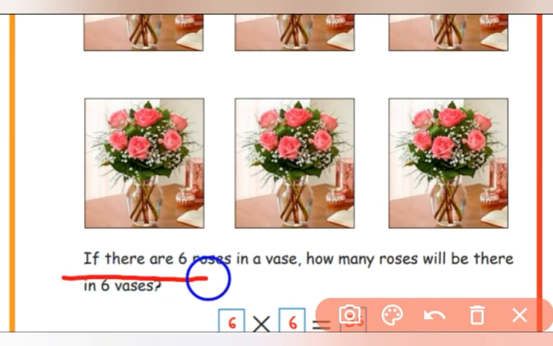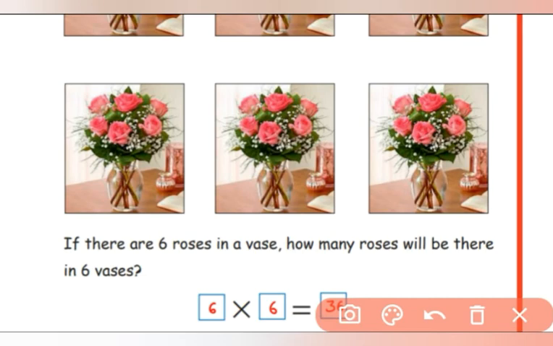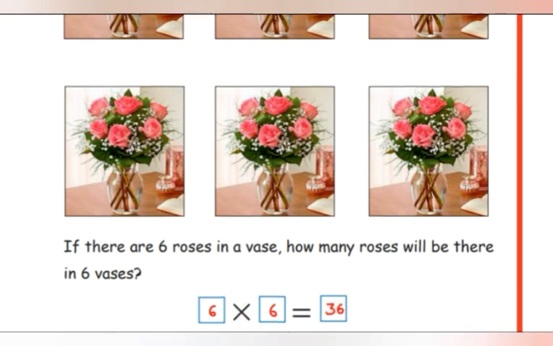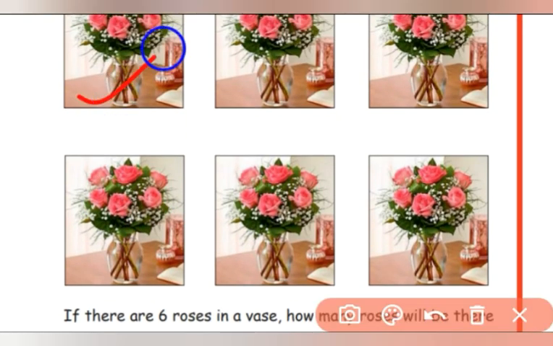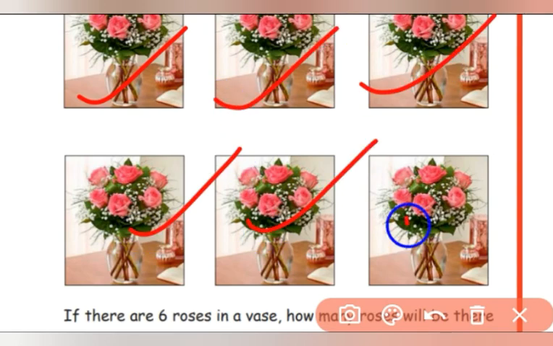If there are 6 roses in a vase, how many roses will be there in 6 vases? Vase la 6 flowers irukku, 1, 2, 3, 4, 5, 6. So, total number of flower vases is 1, 2, 3, 4, 5, 6.